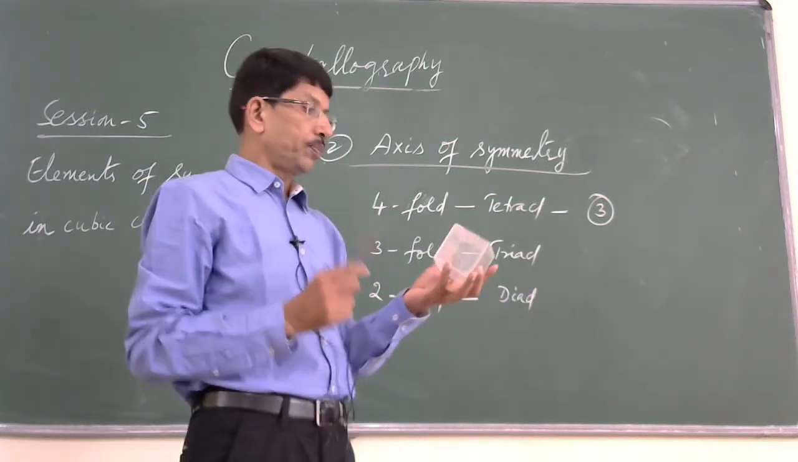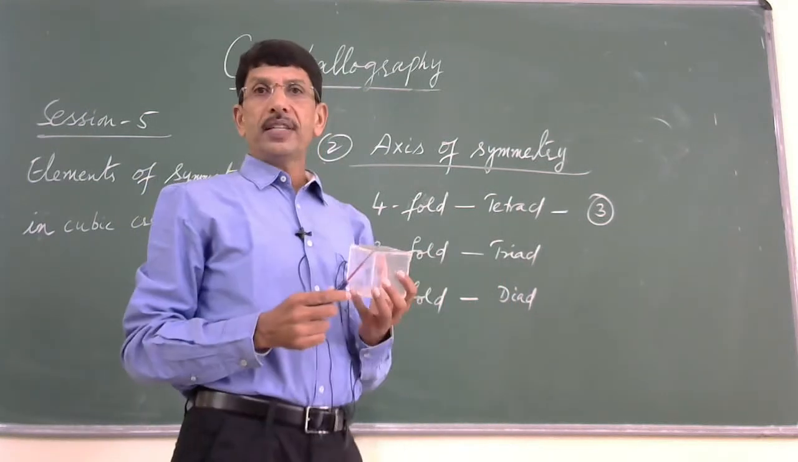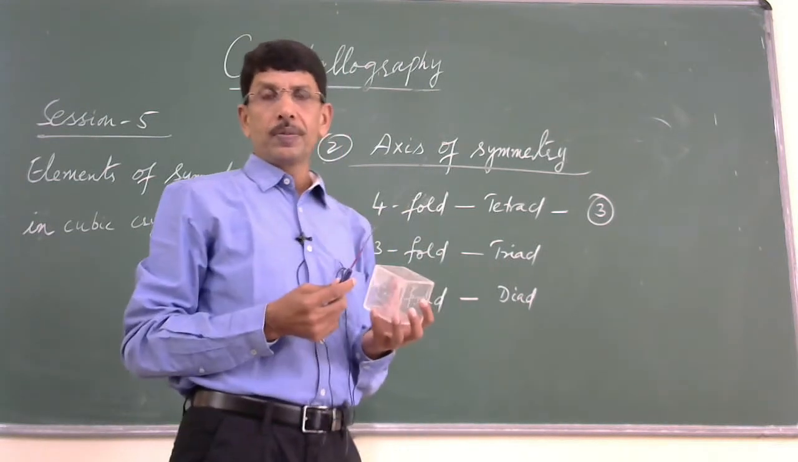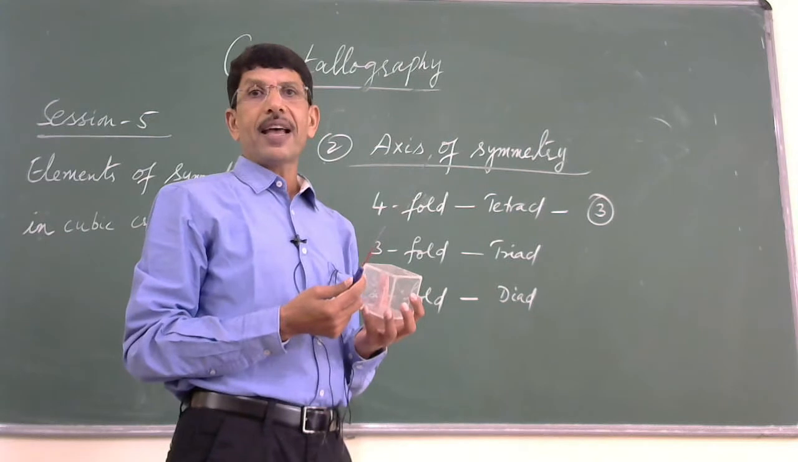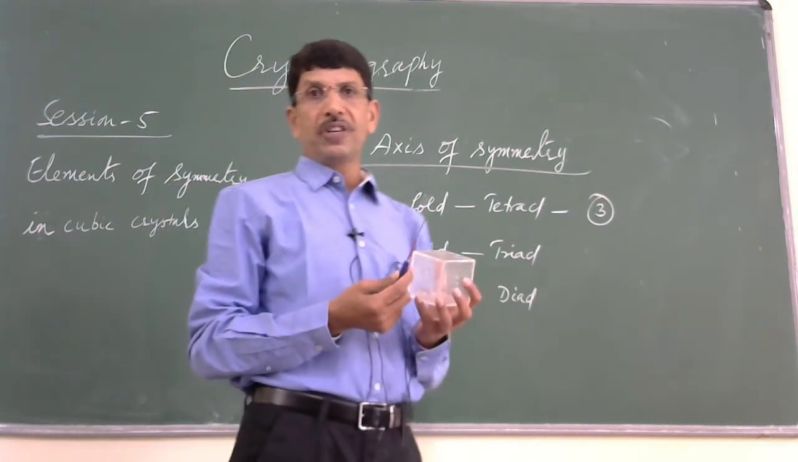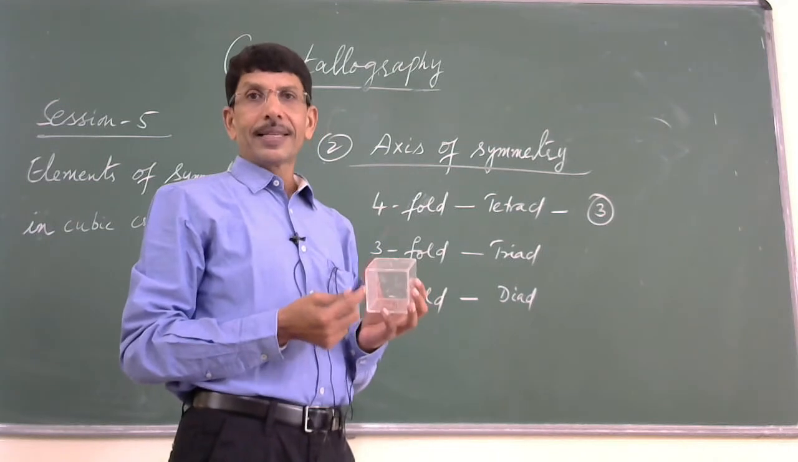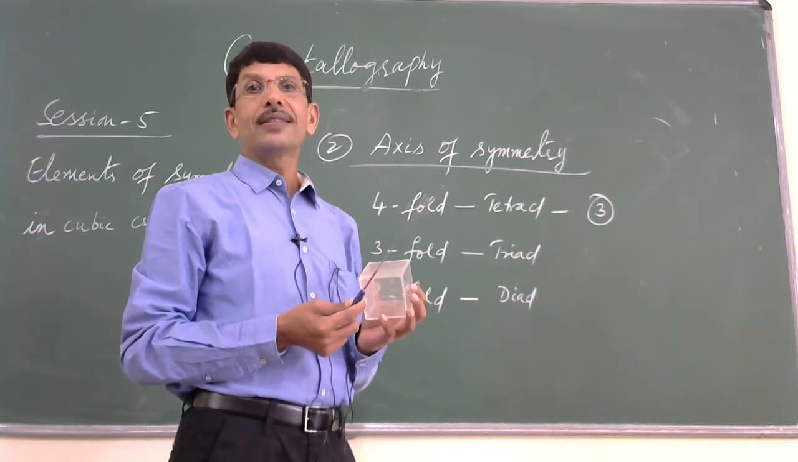Now, what is a 3-fold axis of symmetry? Similar to 4-fold, a 3-fold axis of symmetry is an imaginary axis about which when the crystal is rotated through 360 degrees, it gives the same appearance 3 times.